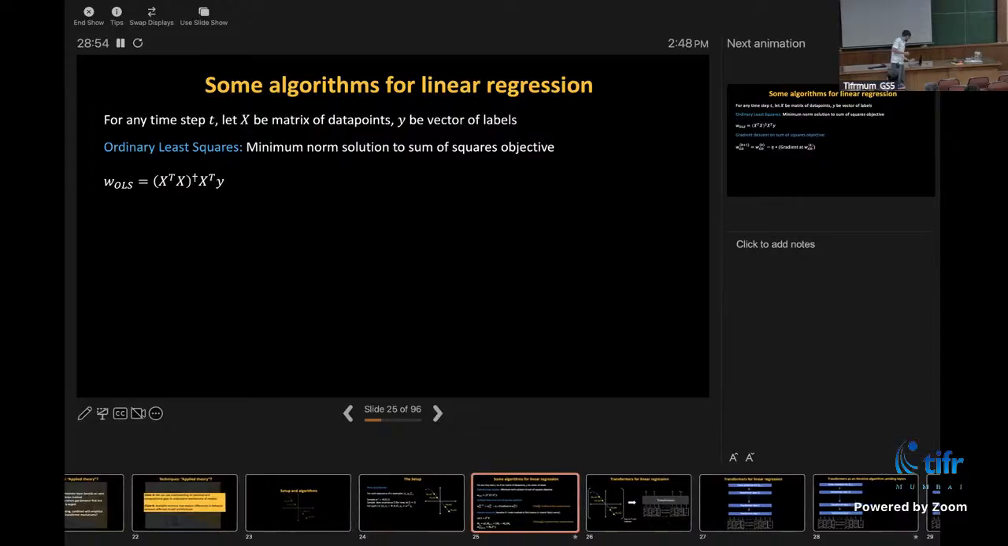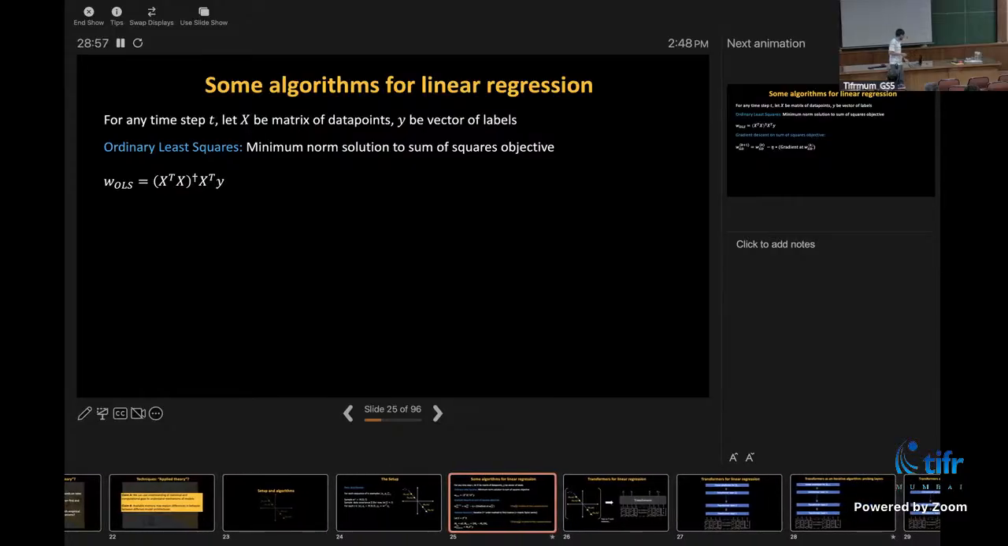And what are some algorithms for doing this? So you could just do ordinary least squares. If X is your matrix of data points and y is a vector of labels, you just do least squares and you use that to find your OLS solution.